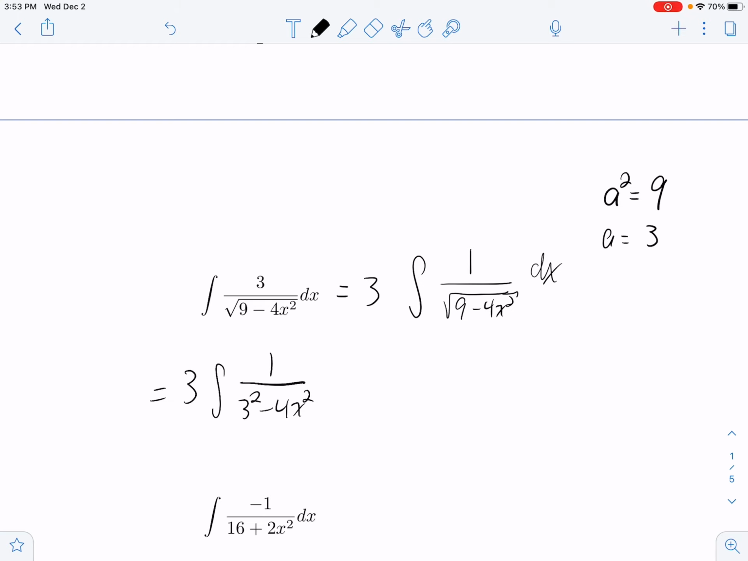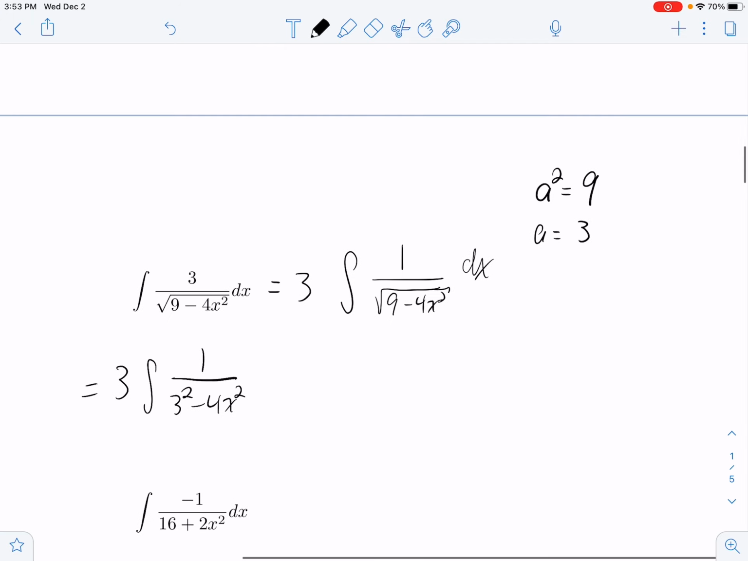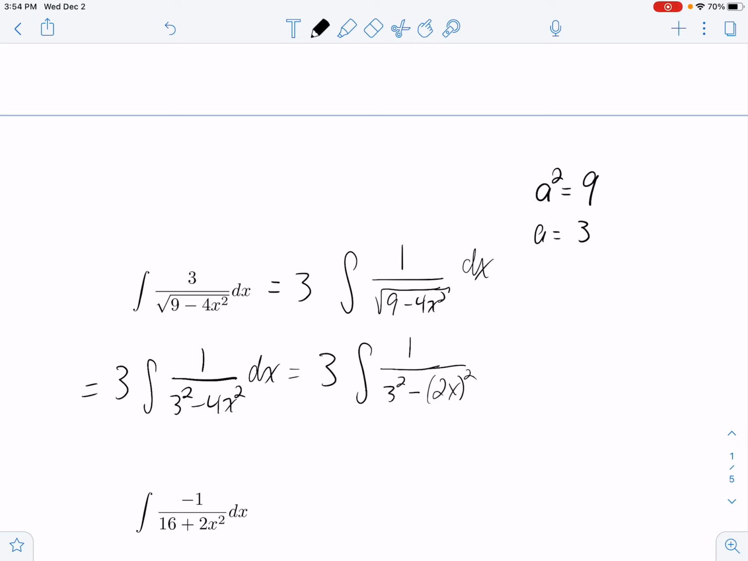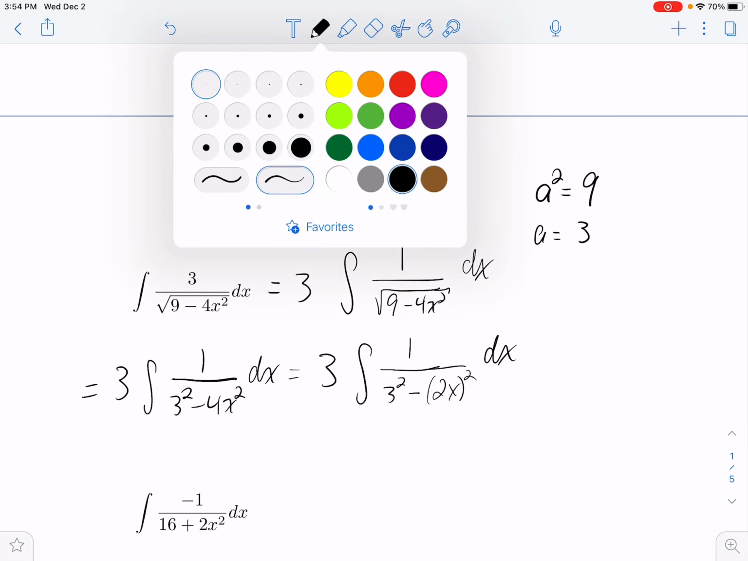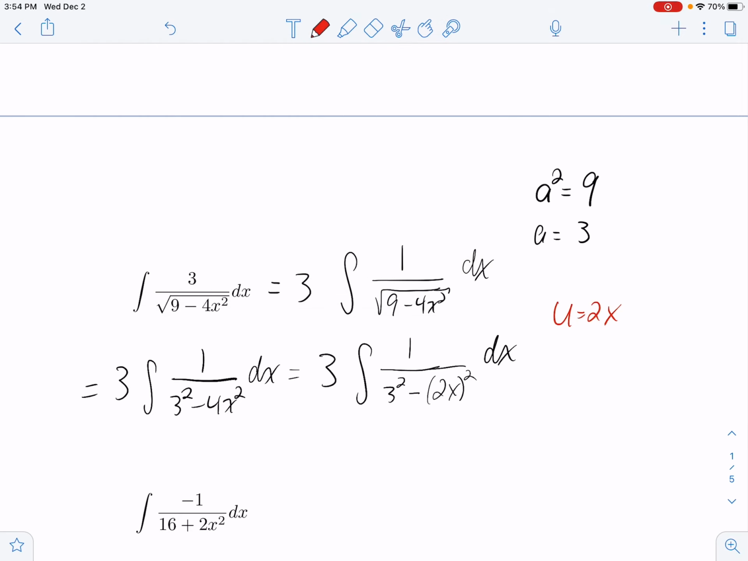And here's where these problems get a little tricky. We need to make one extra little manipulation. So this is 3 times the integral of 1 over the square root of 3 squared minus, and 4x squared, I can write that as 2x squared. Right, and there's the trick that actually lets us do the problem. We want it to be something squared, which allows us to do a u substitution. So we can do u equals 2x, so dx is equal to du over 2.